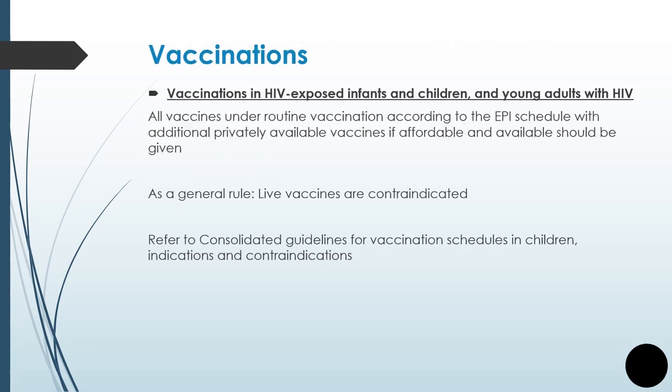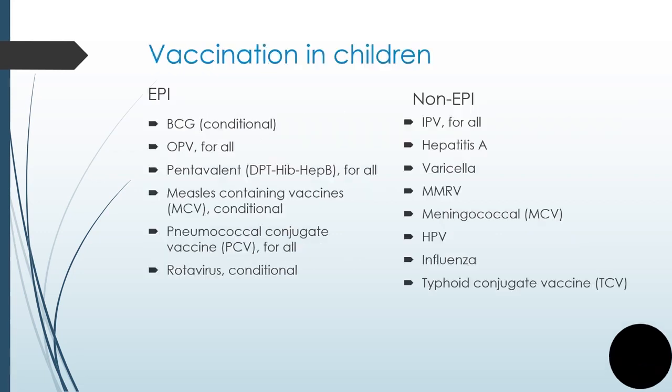Routine vaccinations according to the EPI schedule are recommended in children who are HIV exposed and in young adults with HIV. As a general rule, live vaccines are contraindicated. The details of the vaccine schedule in children, indications and contraindications are discussed in guidelines. Vaccines in children can be divided into those included in the EPI schedule and non-EPI vaccines, which are still recommended and can be considered.